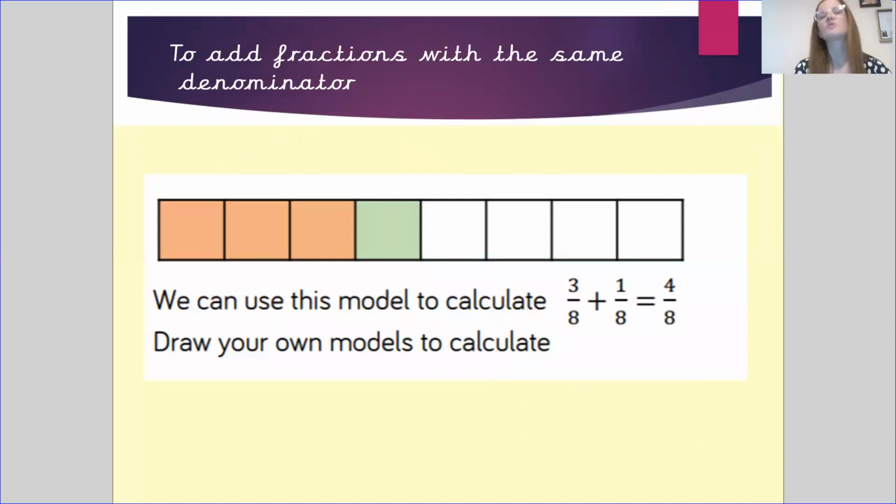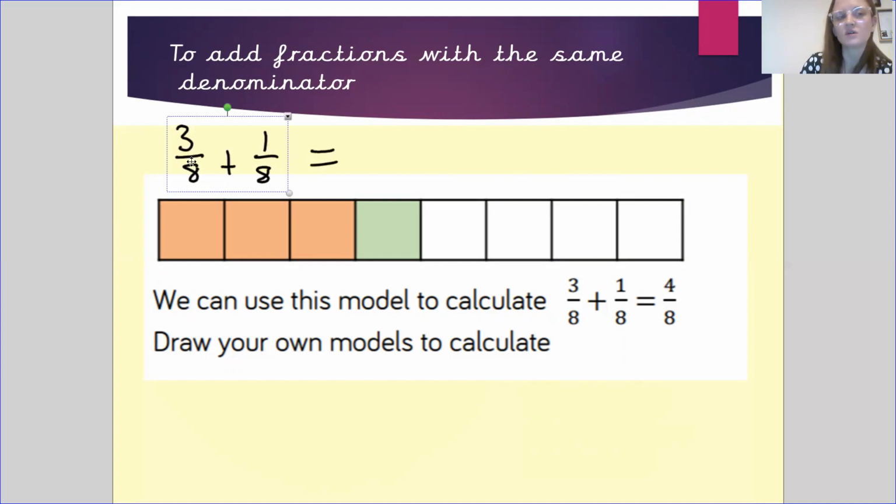Right, we can use this model to calculate this as well. So if we look, there are 8 pieces here in total. So now my denominator is 8. 3 of them are orange. 1 of them is blue. But in total, if we add them together, the denominators stay the same, but we add our numerator. So our numerator is 3 and a 1, so we add them together and we have 4 pieces out of the 8 are colored in. And let's check 1, 2, 3, 4.